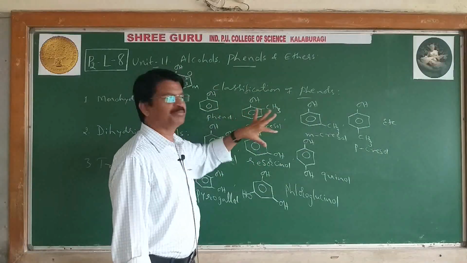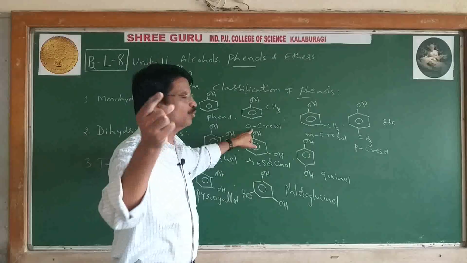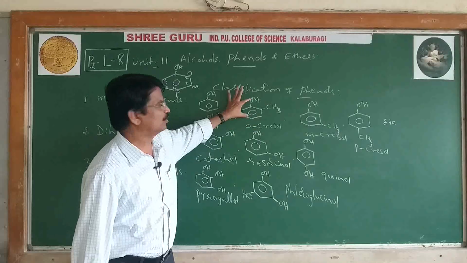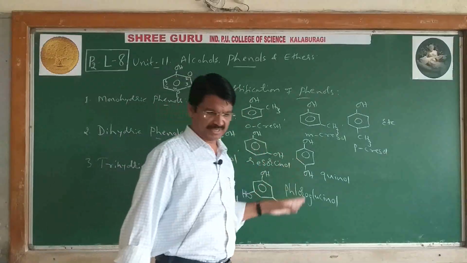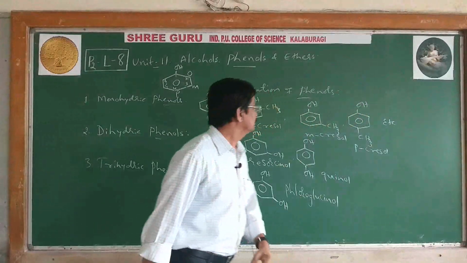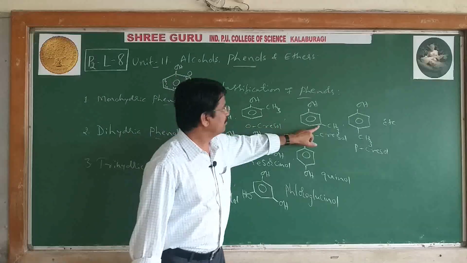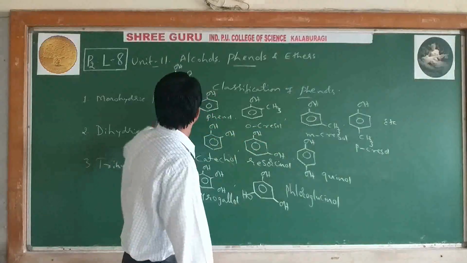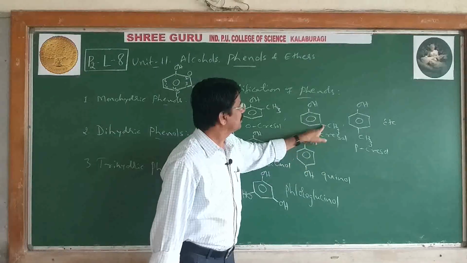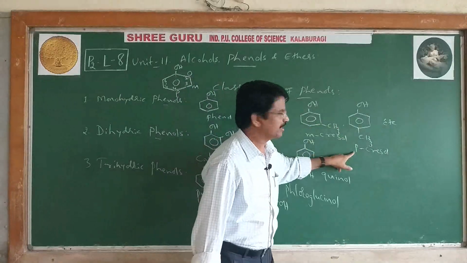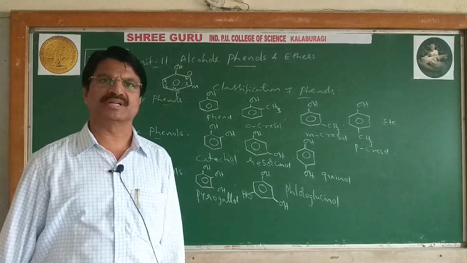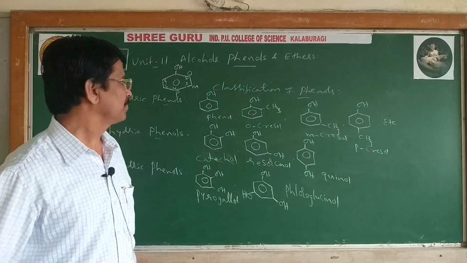Write the IUPAC name of o-cresol. Then you write 2-methyl phenol, because phenol itself can be used as an IUPAC name. So 2-methyl phenol for o-cresol. Then for m-cresol, the 1,3 position, it is 3-methyl phenol. Last, for p-cresol, 4-methyl phenol. Give the IUPAC name of p-cresol. The right answer is 4-methyl phenol.